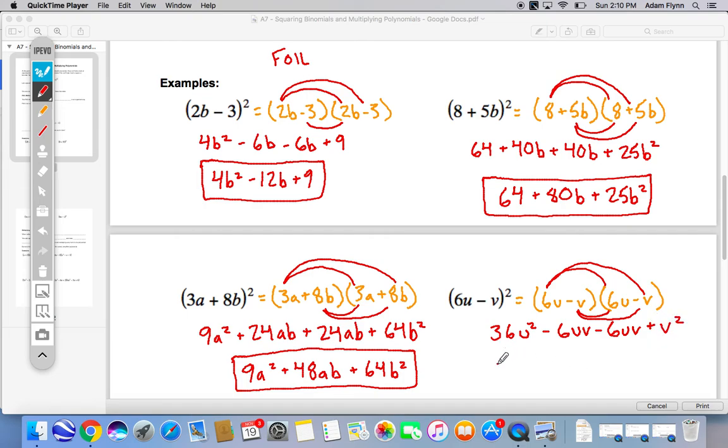Time to combine like terms, so I'm left with 36u squared minus 12uv plus v squared. And that is my final answer. So at this point, you can move on to the practice for A7 squaring binomials.